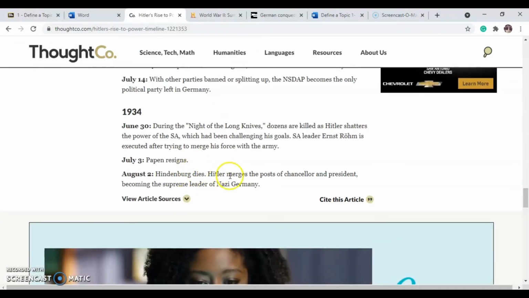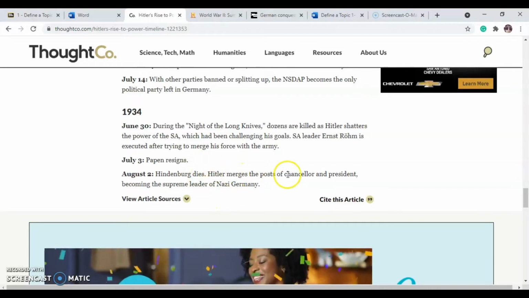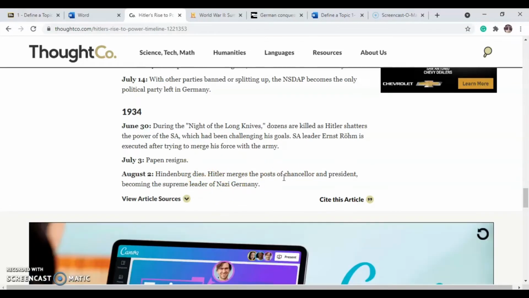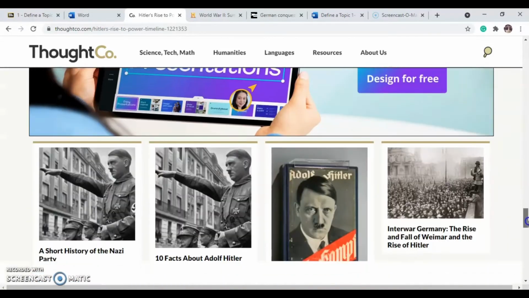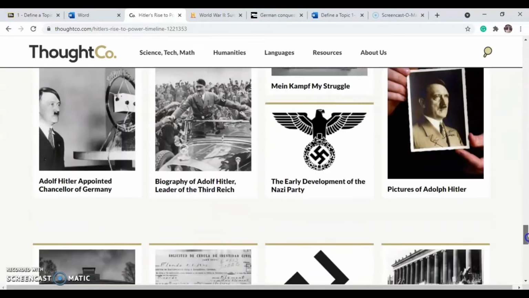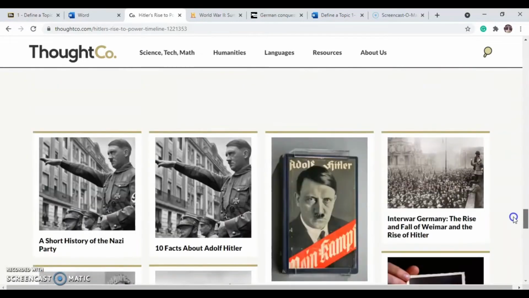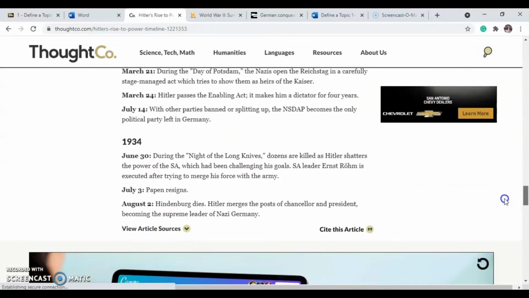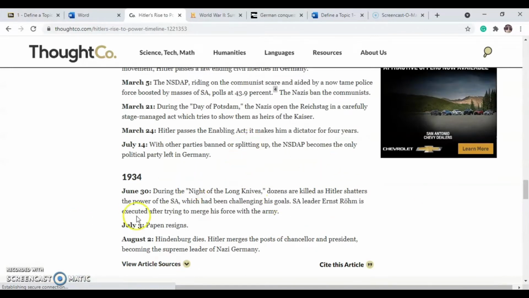In 1934, Hindenburg dies and Hitler merges the position of Chancellor and President together for his own gain, and he becomes the supreme leader of Nazi Germany. Not just the Chancellor, but the leader of Nazi Germany. So he rules Germany, and he becomes a dictator. And that's it for the beginning of Hitler's rise to power.